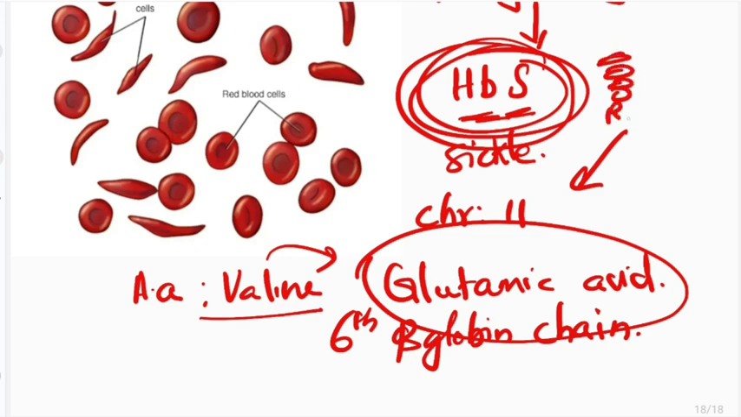And this causes the RBCs to become sickle shaped. And these sickled RBCs will block the blood vessels, causing vaso-occlusion. Also these sickled RBCs undergo hemolysis, causing hemolytic anemia.